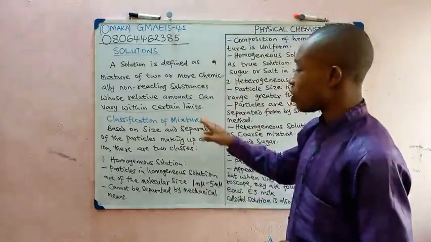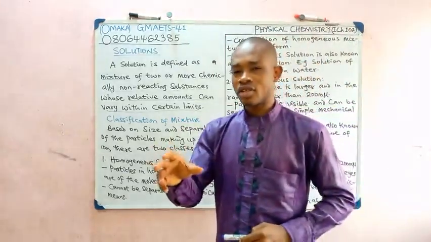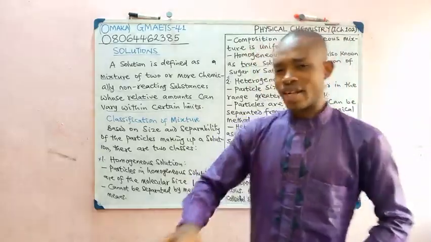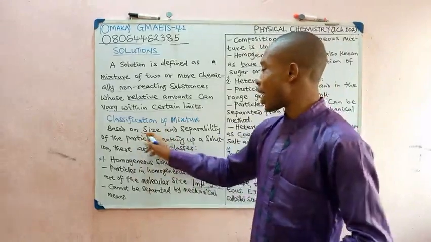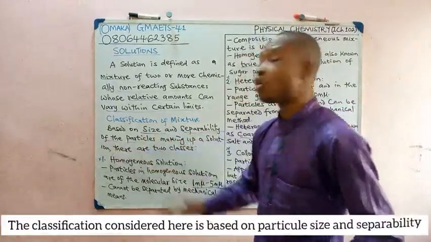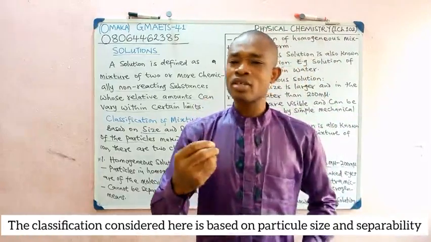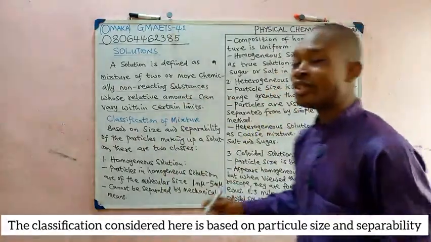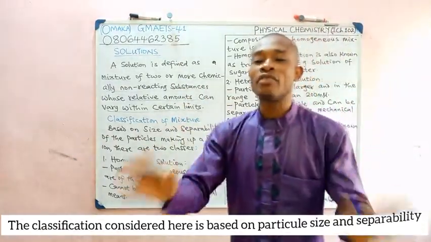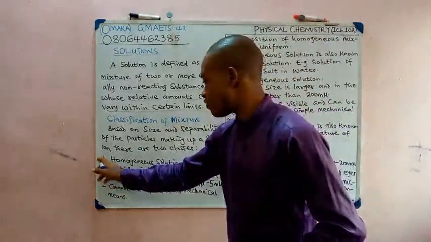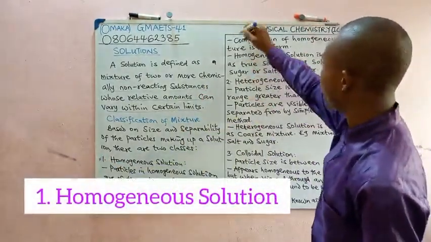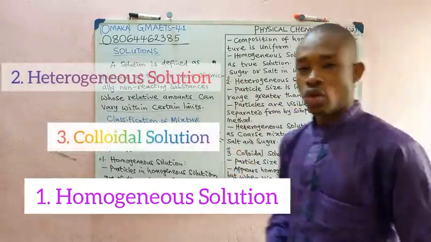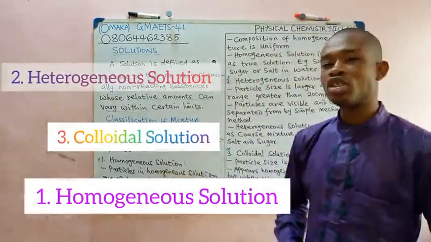Now we talk about classification of mixture. This is still similar to classification of solution, because you know that a solution is a mixture. When you're talking about this classification of mixture, it is based on size and separability of the particles, that is, the size of the particles and whether you can separate them or not. Now we have three of them that we spotted out on the board, with what you should know about them. The first is homogeneous solution, number two is heterogeneous solution, and then we have colloidal solution. When we talk about homogeneous solution, what should we know about them?